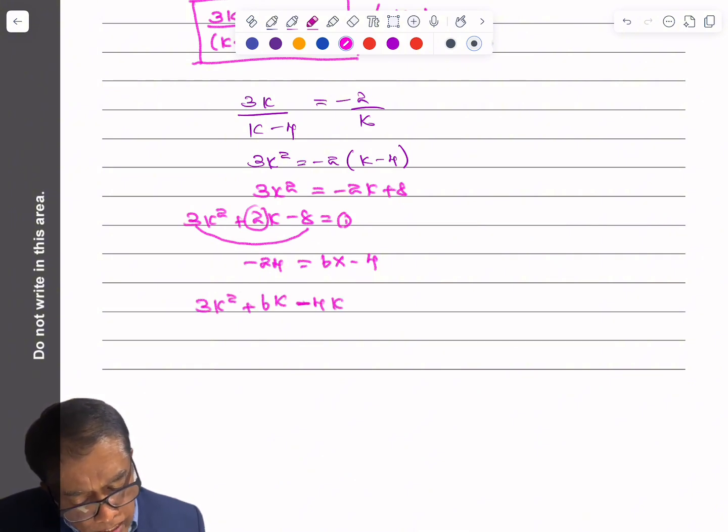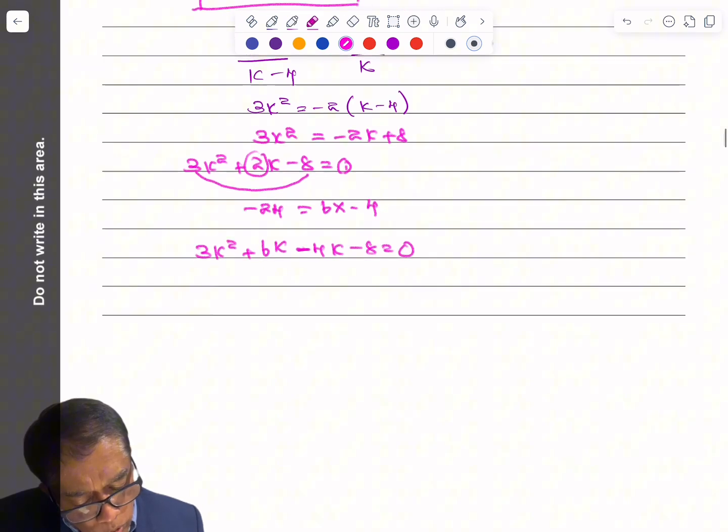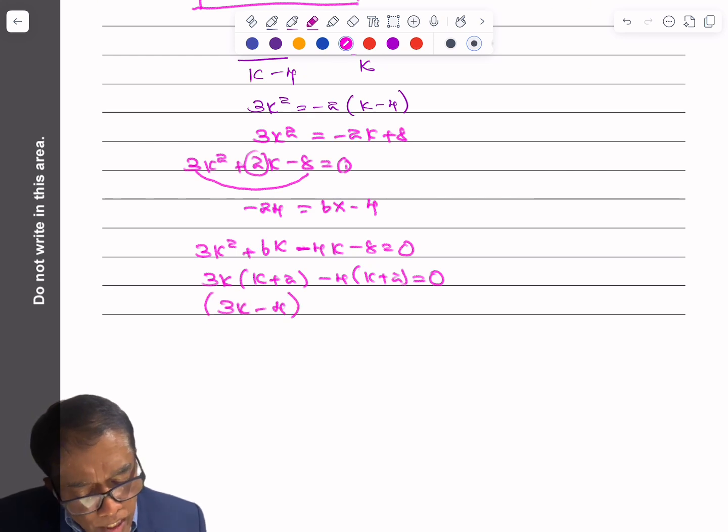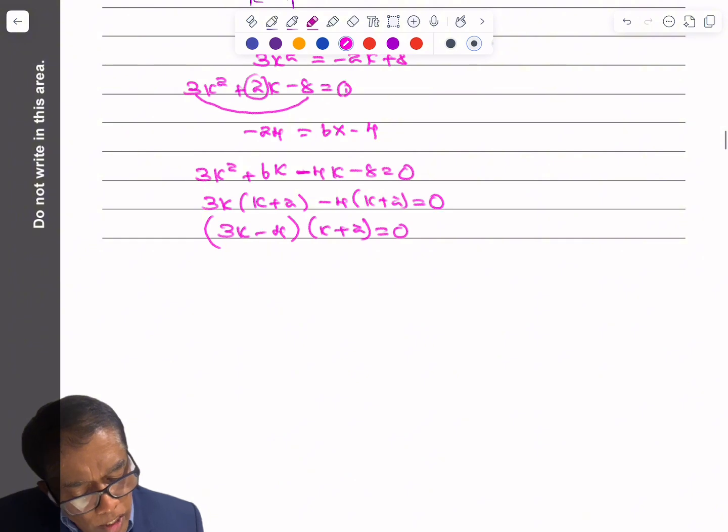Now if we take 3k out, (k plus 2). If we take negative 4 out, (k plus 2) is equal to 0. Now (3k minus 4) times (k plus 2) is equal to 0. We have to use the null factor law. k is equal to 4 over 3 or k is equal to negative 2.